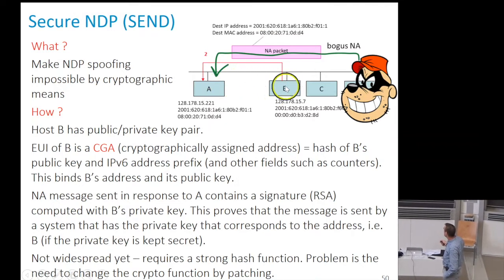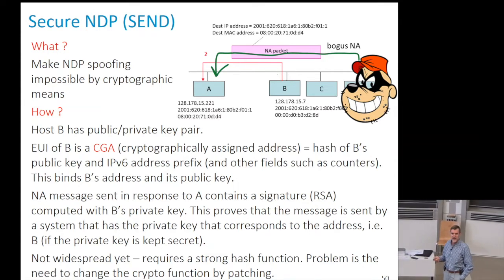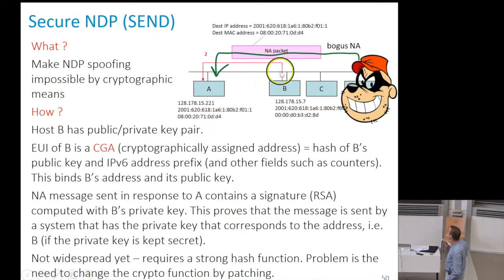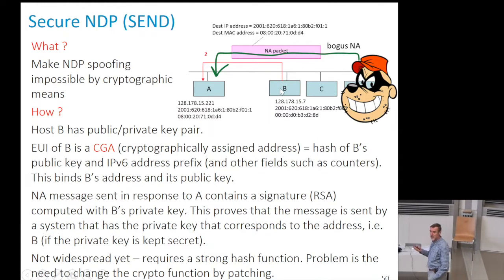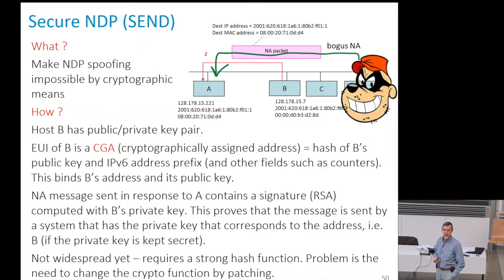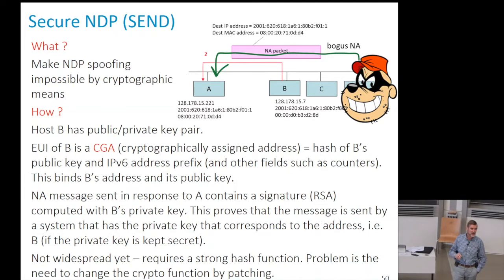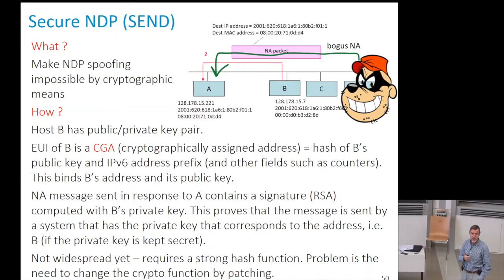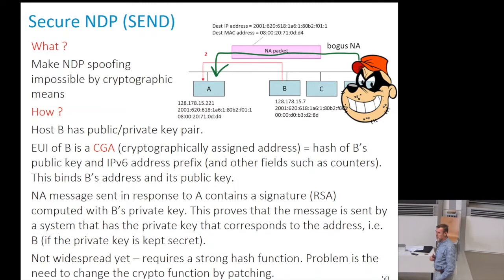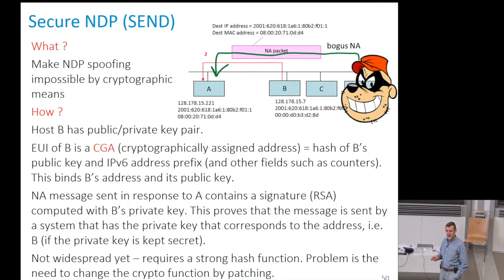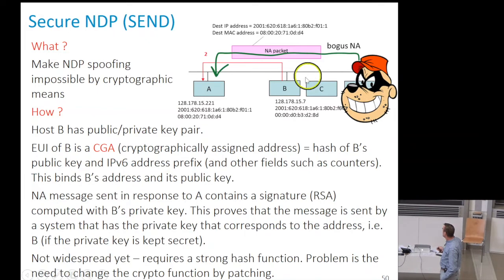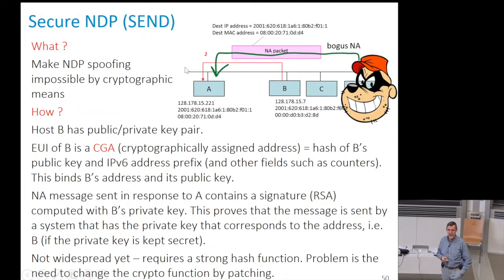Now, since the address of B is derived from the public key, also with very large probability, it means that the address that I have received, the question that I've asked, must be exactly for this address. The hash function is public, so A can verify that the hash of the public key corresponds to the address. So in principle, this should solve the issue. It requires IPv6, which is not widespread everywhere. There is a subtle problem with solutions like this one: when you use cryptographic functions, what is the problem?